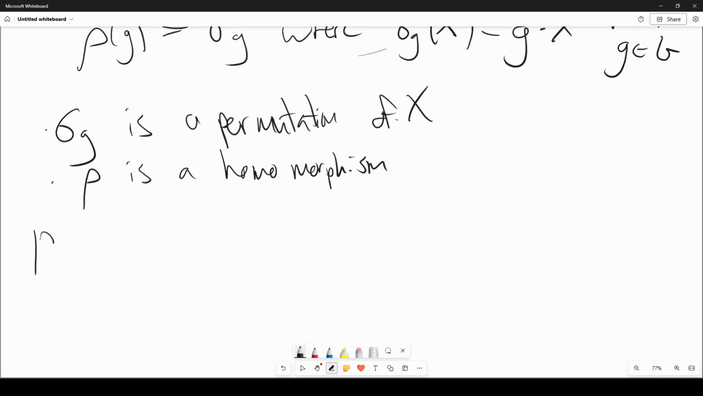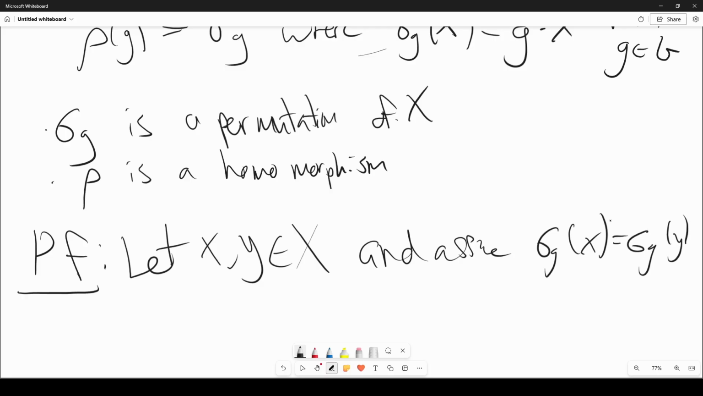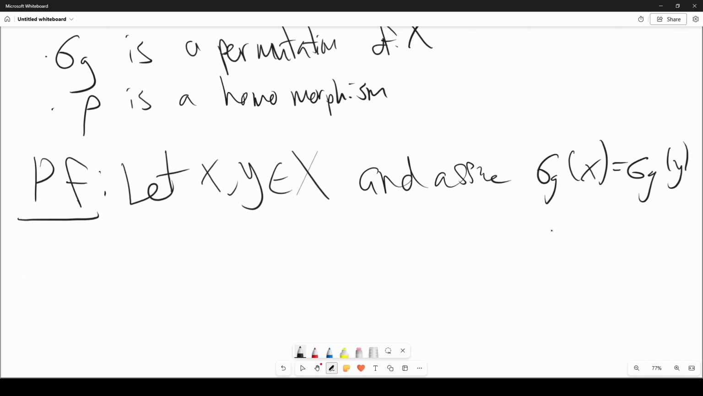So let's prove those things. So let's first prove that sigma g is bijective. Let x and y be two elements, and assume that sigma g of x equals sigma g of y. So we're first going to try to prove it's injective, and then surjectivity should be pretty easy.